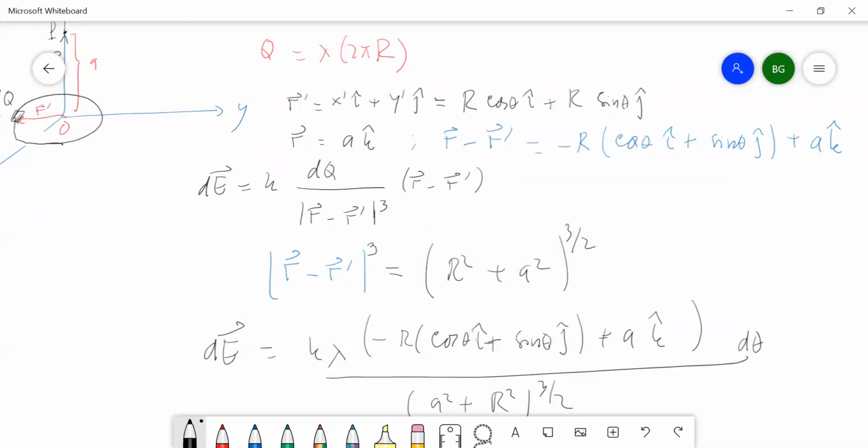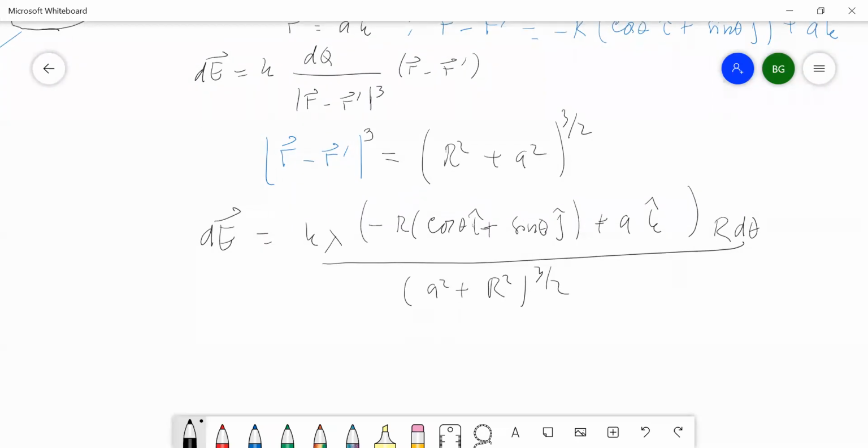There is r here, yeah? There is additional r. Okay. Then we can integrate. So we can integrate.